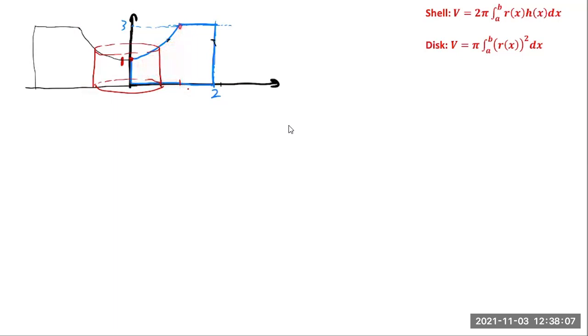And then again, you use the shell method when you are on this interval to find the volume of the object that you obtain by rotating this piece about the y-axis. That will give the whole object. If you take the sum of those two integrations, that will give you the sum of the volumes of those two objects, which is the volume of the desired object.